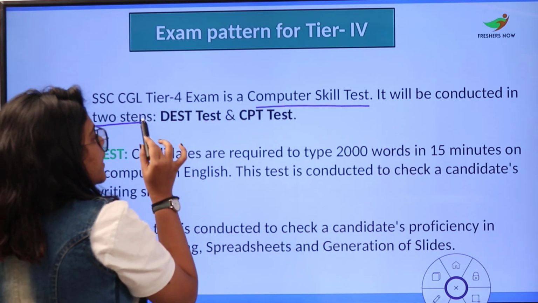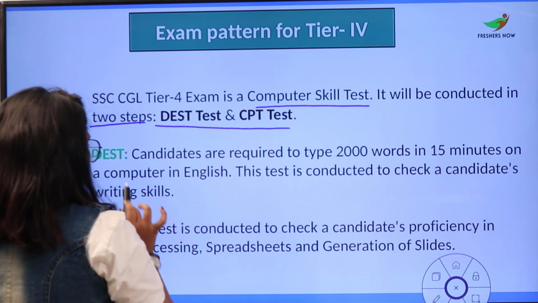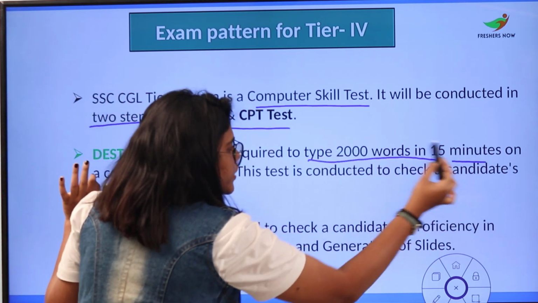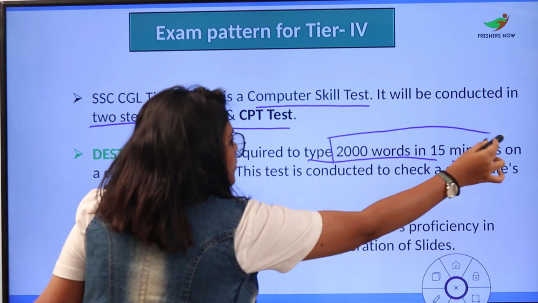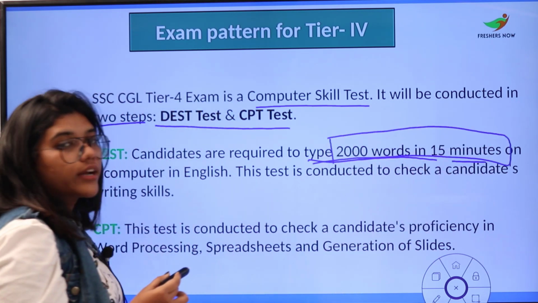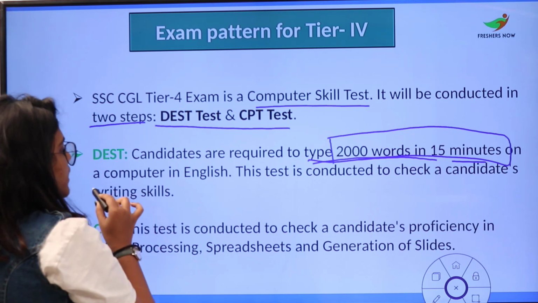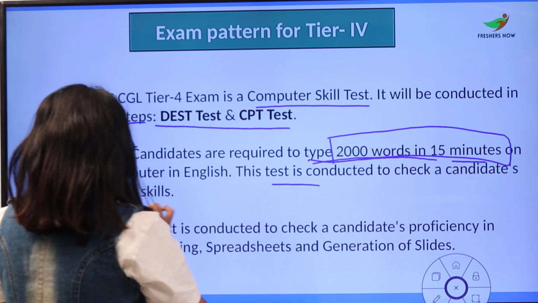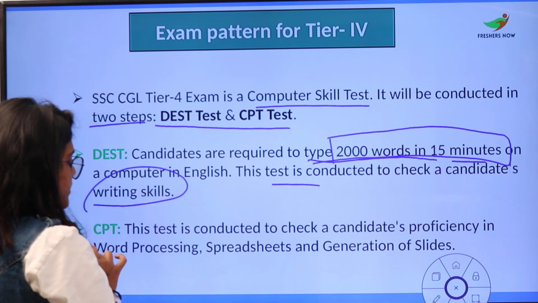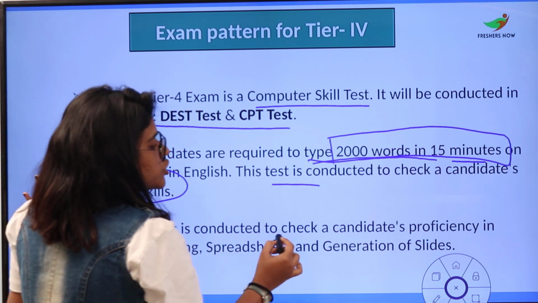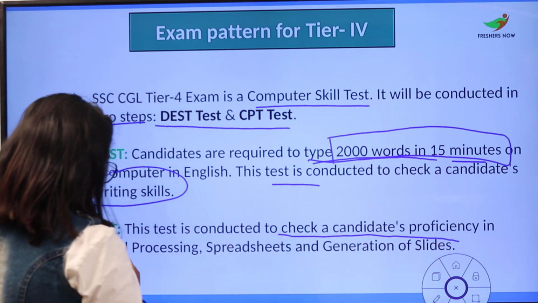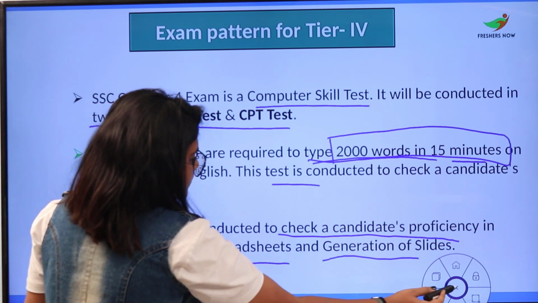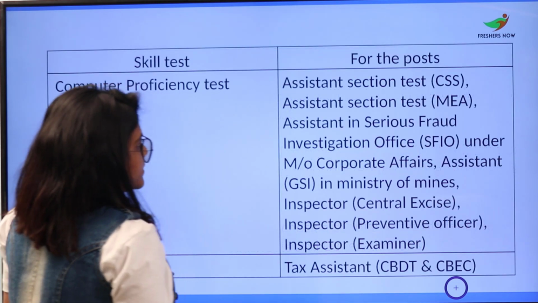That is called DEST test and CPT test. For DEST, candidates are required to type 2000 words in 15 minutes. Please take note of the number which is mentioned here, so that you will not get misled further, and the computer in English. So this test is conducted to check the candidates' writing skills, and the CPT test is conducted to check the candidates' proficiency in word processing, spreadsheets and generation of slides. So accordingly you will be tested.